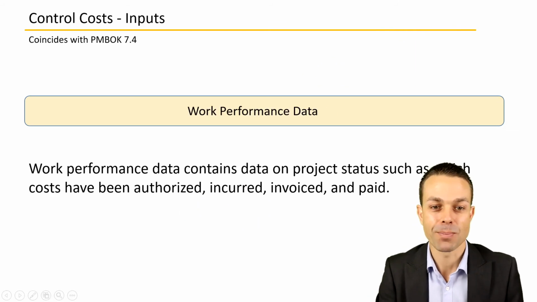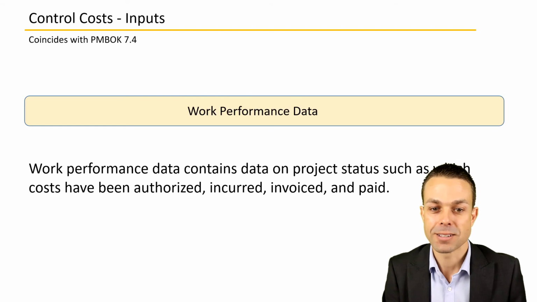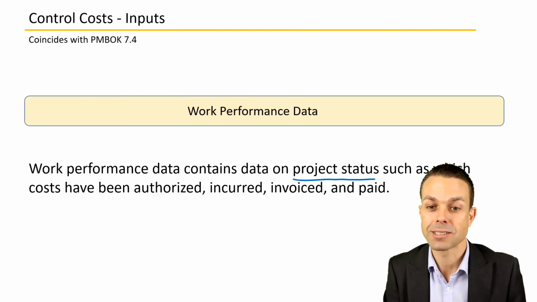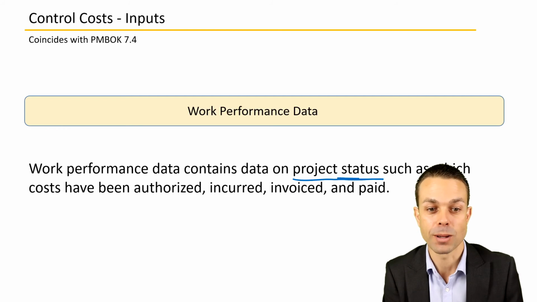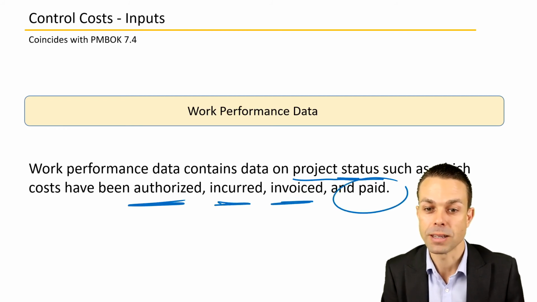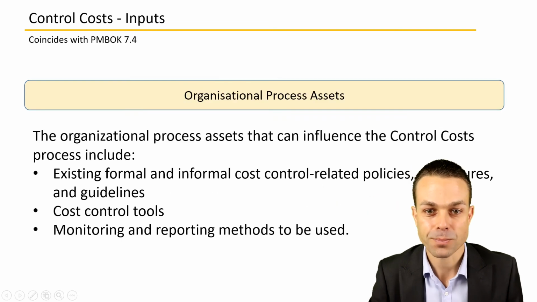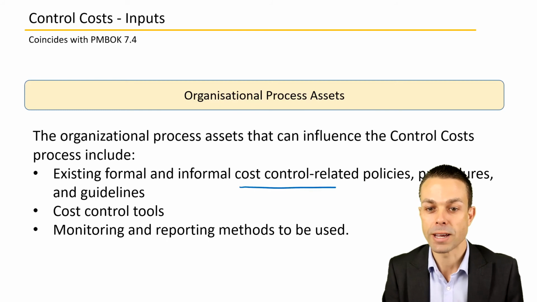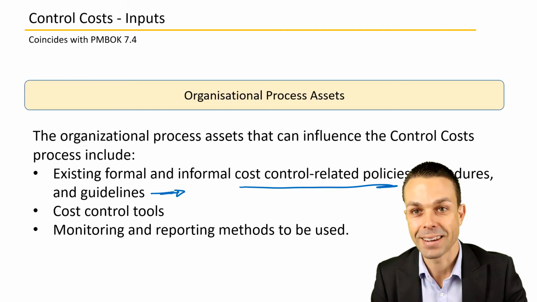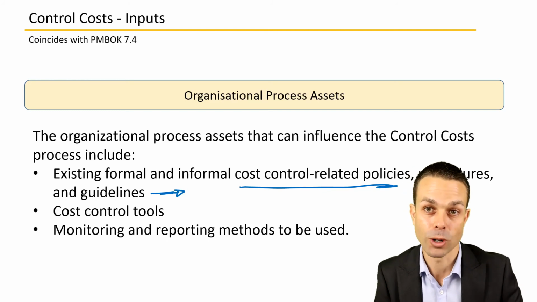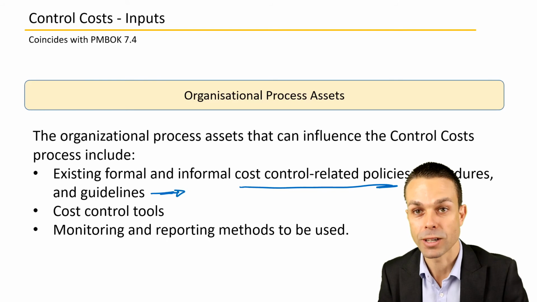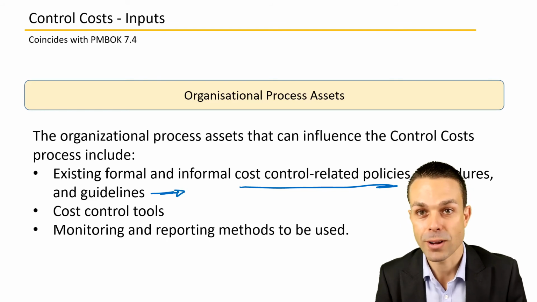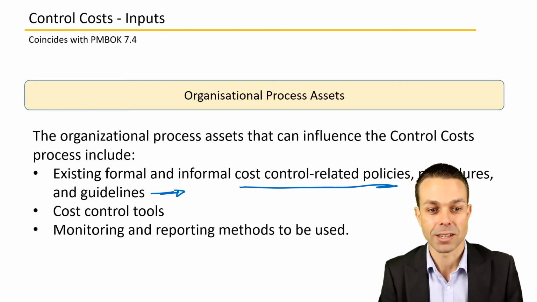Work performance data, the raw data and information, contains data on project status, such as which costs have been authorized, what costs have been incurred, invoiced, and ultimately what has been paid. Organizational process assets that we'll see might be cost control related policies, procedures or guidelines within your organization. And again, they can come from the team that you're working in, the project management office, the functional management area, or the organization itself.